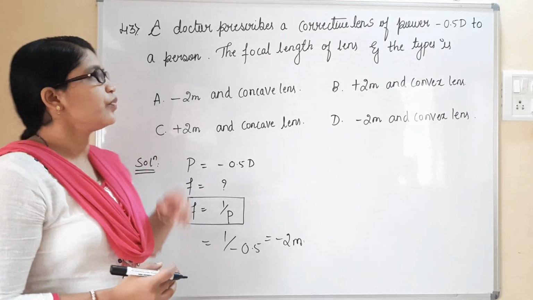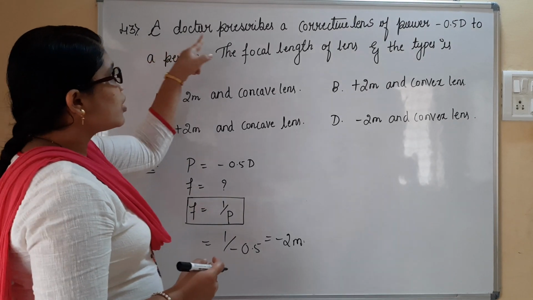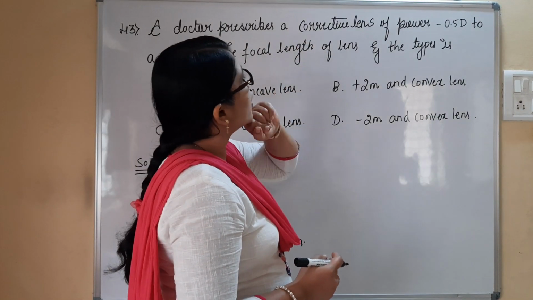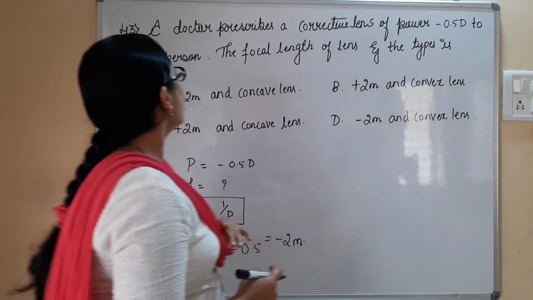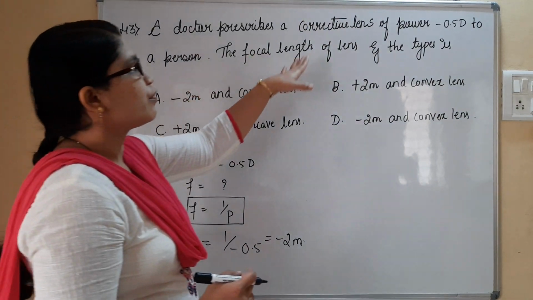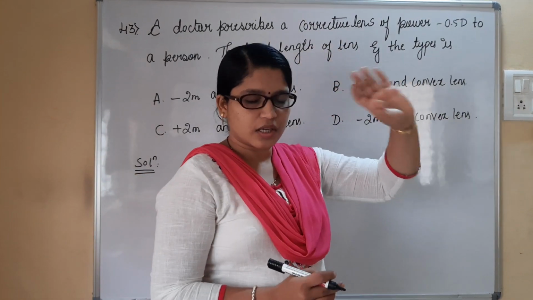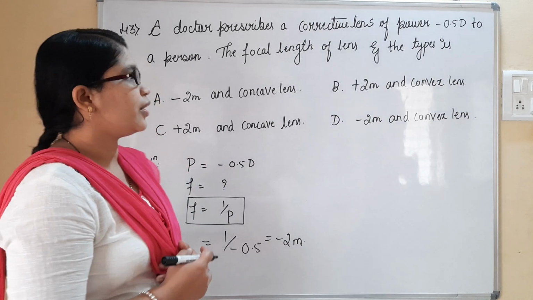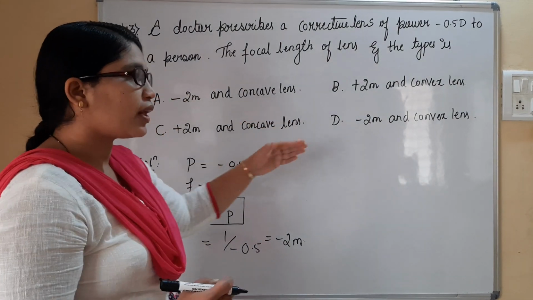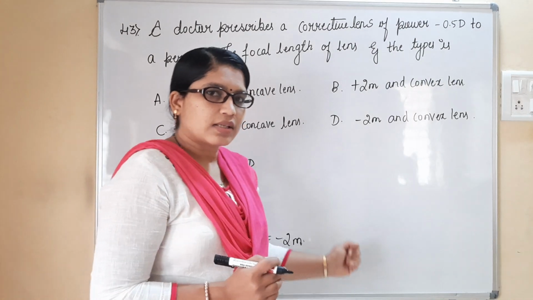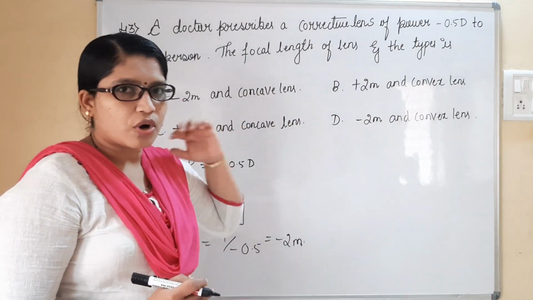Coming to the next question, the 43rd question. A doctor prescribes a corrective lens of power 0.5D to a person. The focal length of the lens and the type of the lens we have to find out here. So we have been given 4 options. These are the 4 options. Before that, let us solve. We will get the answer and we will compare our answer with the options.